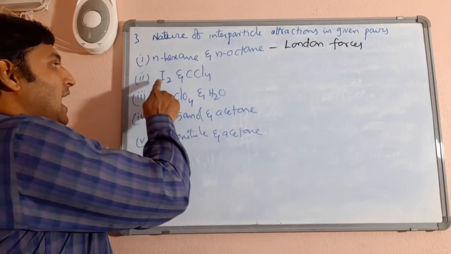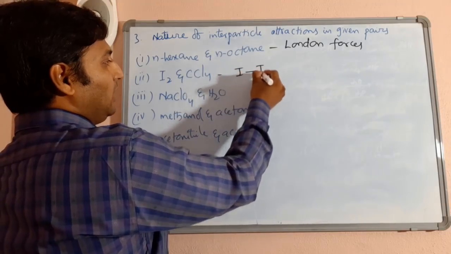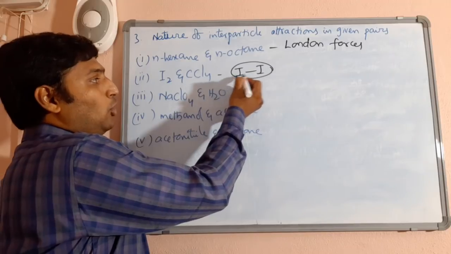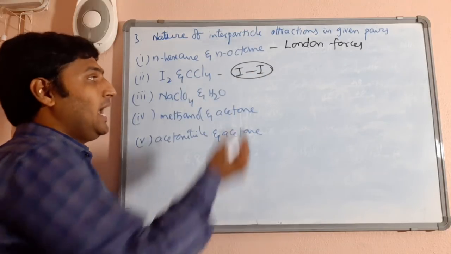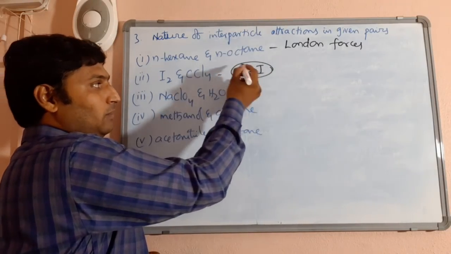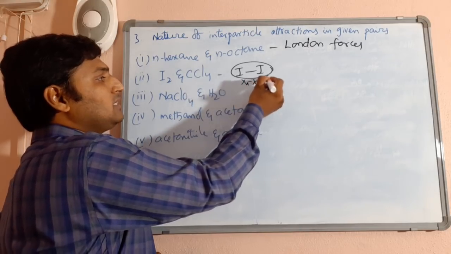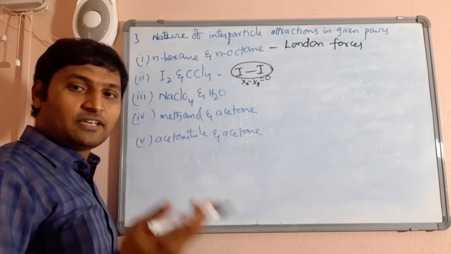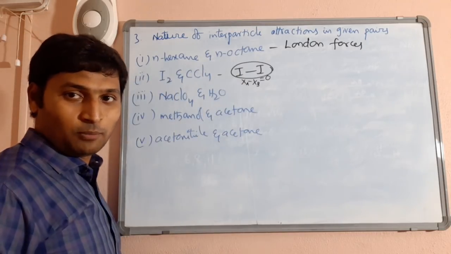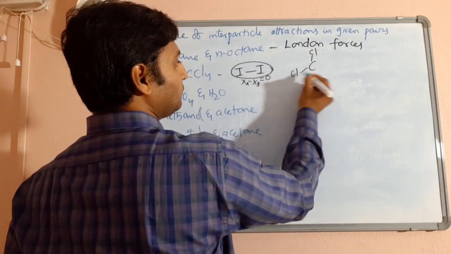Moving on. Iodine and carbon tetrachloride. See, in the iodine molecule, the bond is between I and I. So it is a homoatomic molecule, a bond between two identical atoms. So electronegativities will be equal. The electronegativity difference XA minus XB will be 0. When the electronegativity difference is 0, the molecule must be absolutely non-polar. So iodine is a non-polar substance. Understood? Come to carbon tetrachloride.